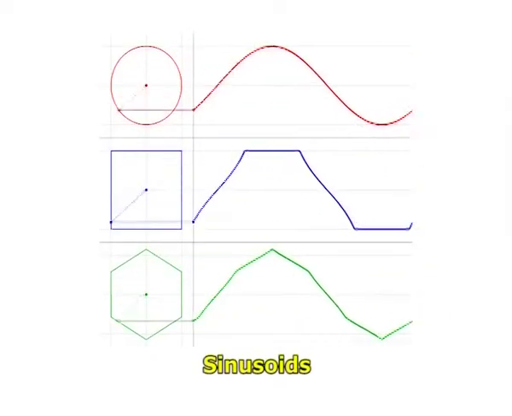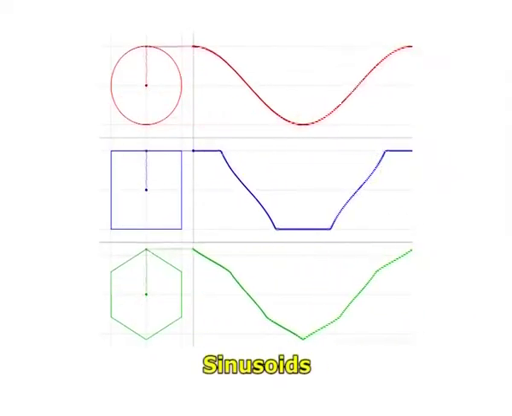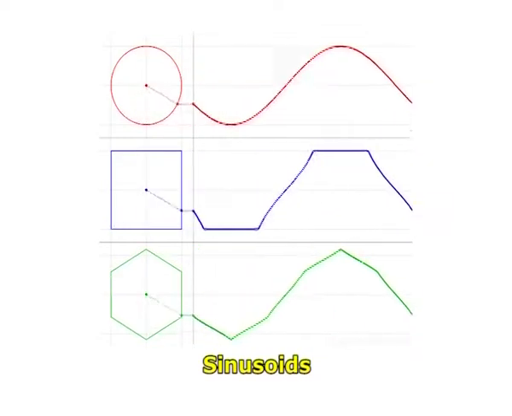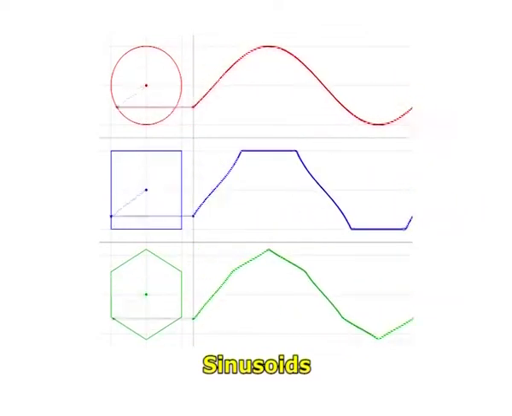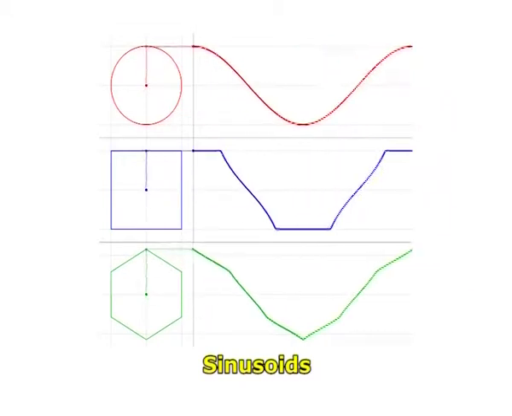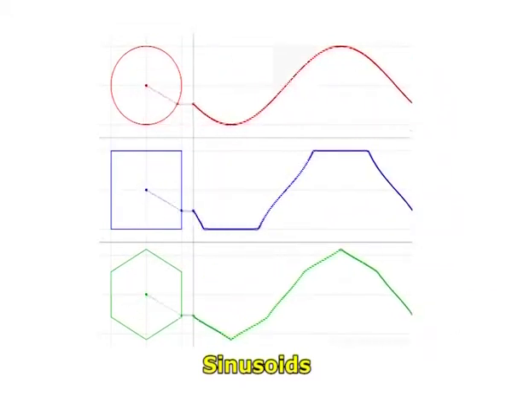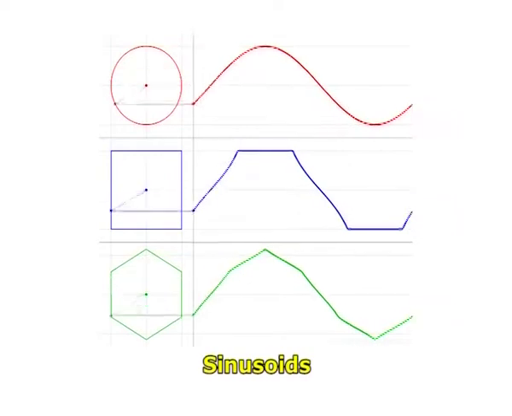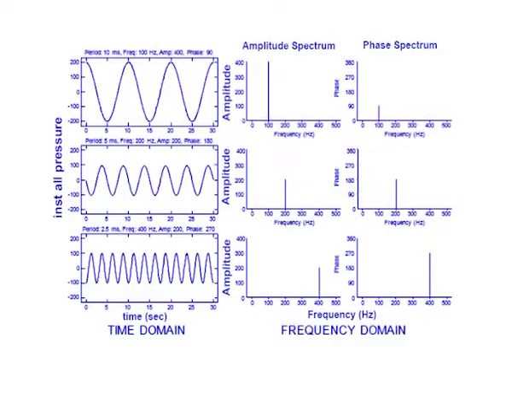Sinusoids are sometimes referred to as simple periodic signals. The term periodic means that there is a pattern that repeats itself, and the term simple means that there is only one frequency component present. This is confirmed in the frequency domain representations in figure 3.10, which all show a single frequency component in both the amplitude and phase spectra.